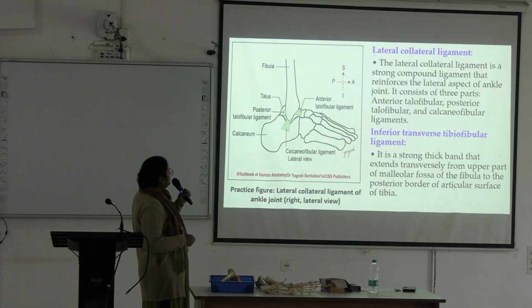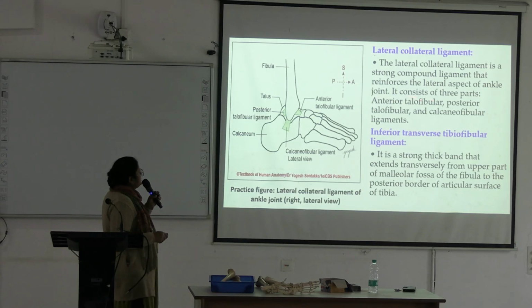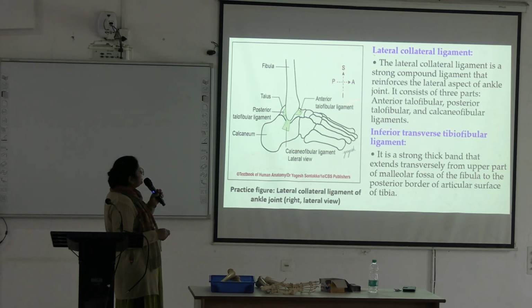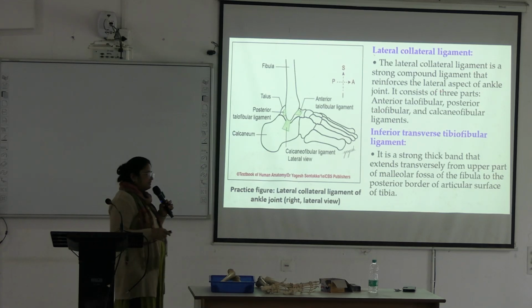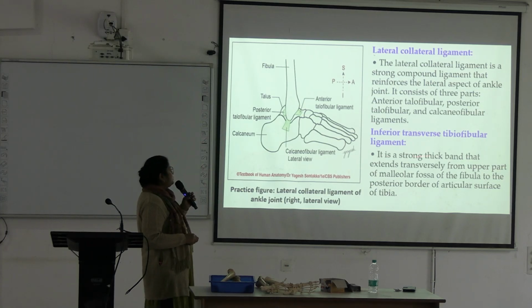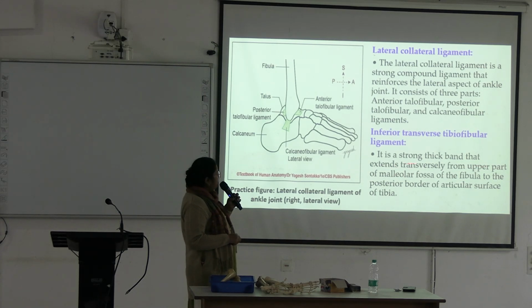Next is the lateral collateral ligament. The lateral collateral ligament is a strong compound ligament that reinforces the lateral aspect of the ankle joint and consists of three parts: anterior talofibular, here anterior talofibular, posterior talofibular, and calcaneofibular. So these three components together form the lateral collateral ligament. Next is the inferior transverse tibiofibular ligament. It is a strong, thick band that extends transversely from the upper part of the malleolar fossa of the fibula to the posterior border of the articular surface of the tibia.